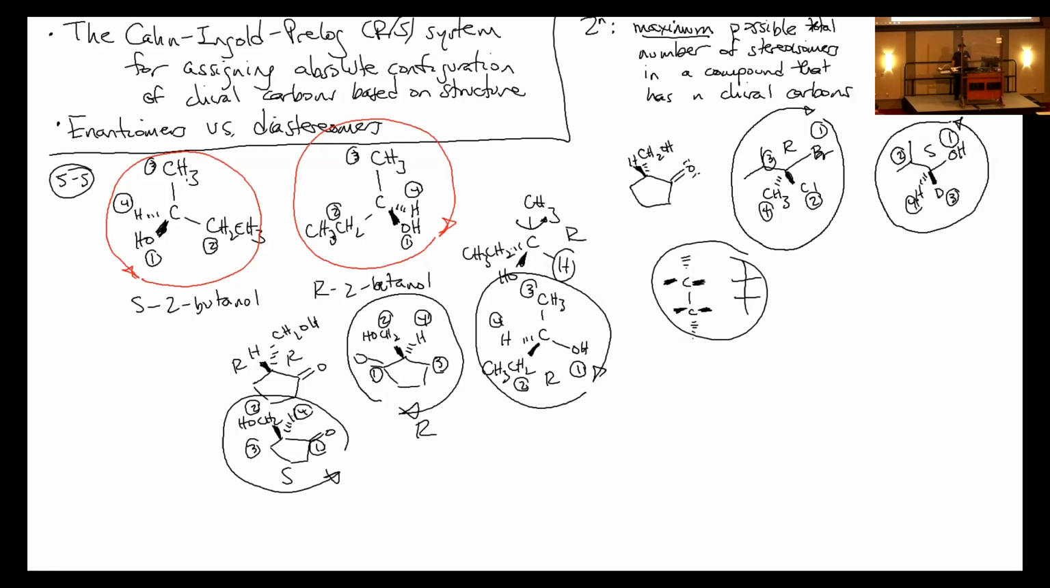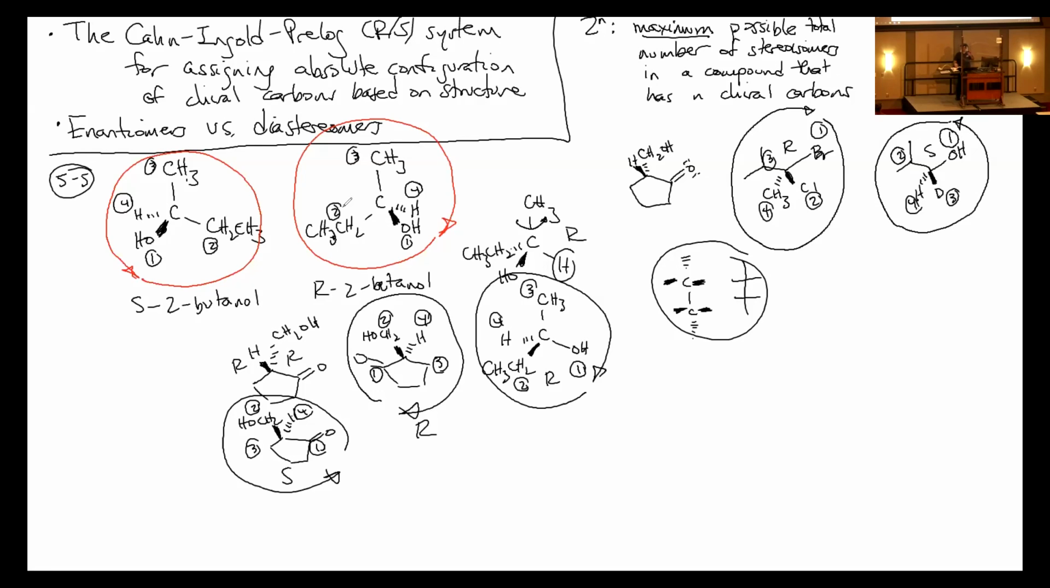In a compound with n chiral carbons, there's a maximum possible total number of stereoisomers of 2 to the power n. That's the maximum. There could be fewer, but there won't be any more than that. That's going to include both enantiomers and diastereomers, which we get to next time. So also read up on the definition of diastereomers. We're going to use that next time.